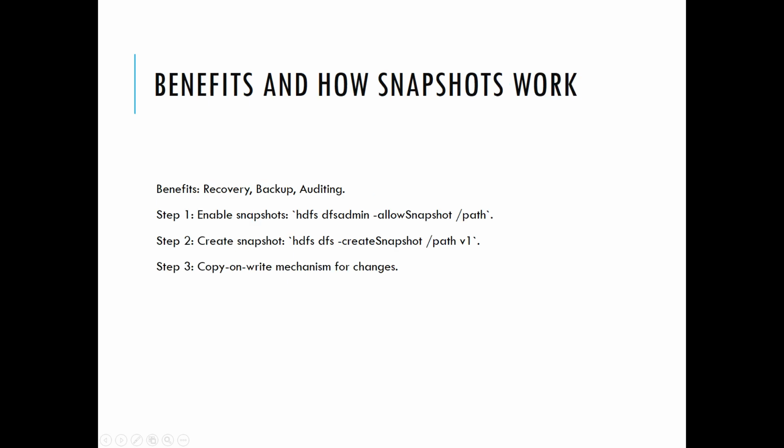Snapshots offer three key benefits: recovery from accidental deletions/corruptions, backup for point-in-time restores, and auditing of historical data changes. To utilize snapshots, administrators first enable the feature on a target directory using hdfs dfsadmin -allowSnapshot /path. Once enabled, a snapshot, e.g., s0, is created via hdfs dfs -createSnapshot /path s0. When files in the snapshotted directory are modified, HDFS employs copy-on-write. The original block is preserved for the snapshot, and changes are written to a new block. This ensures prior snapshots remain intact while current data reflects updates, balancing efficiency with data integrity.